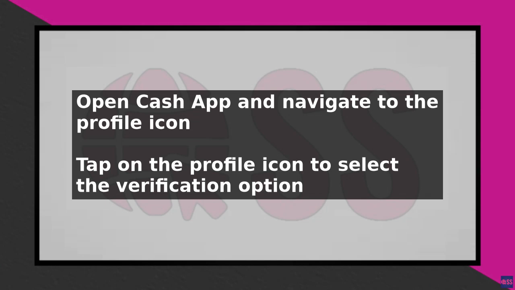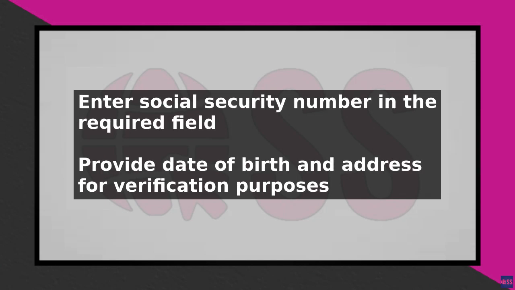Since you do not have an ID, you will need to use the Social Security number verification method. Enter your Social Security number in the required field and proceed to the next step. You will then be asked to provide your date of birth and address. Make sure the information you enter matches the details associated with your Social Security number.